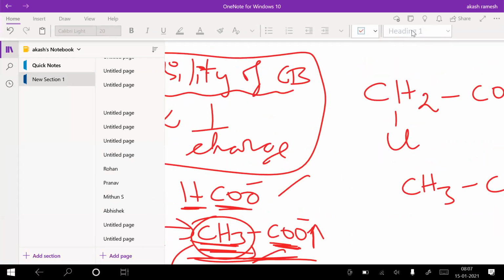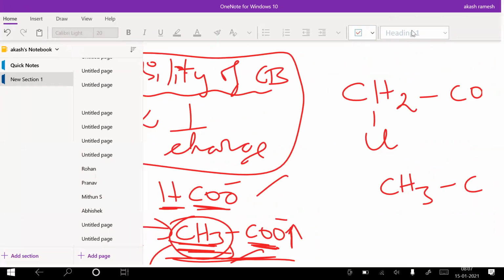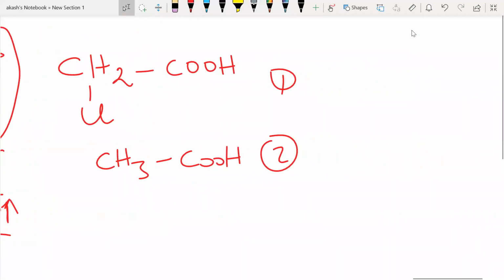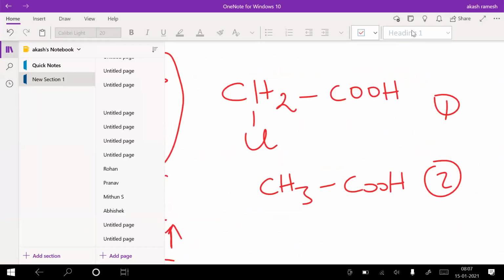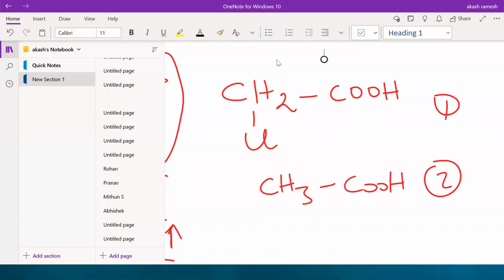What do others think? Guys, there was one vote that Rohan says 2 is more acidic than 1. Anybody else has a different view, or you want to say, yeah, that is correct?